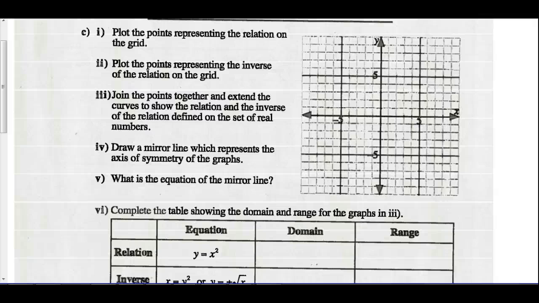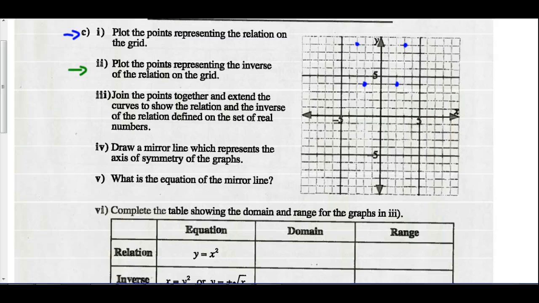So when x was negative 2, y was 4. When x was positive 2, y was 4. When x was negative 3, y was 9. When x was positive 3, y was 9. So there's our original function, and let's plot the inverse of the relation.